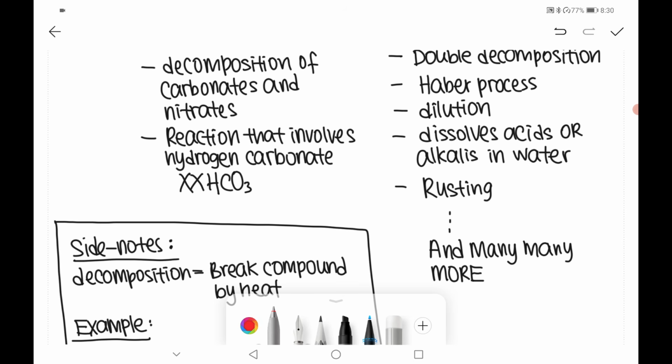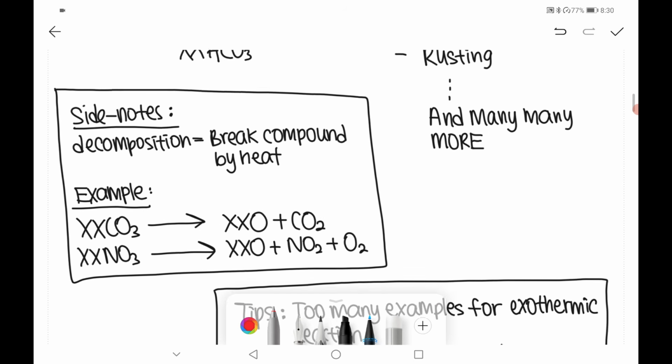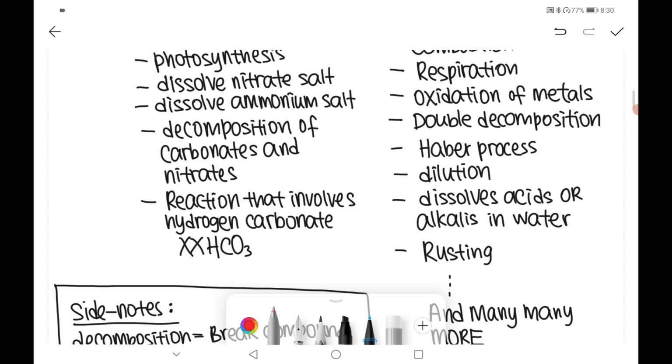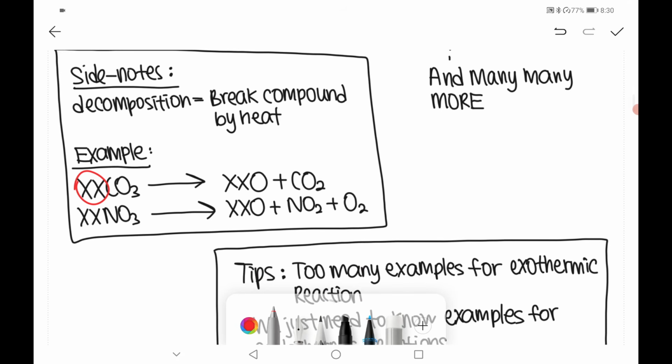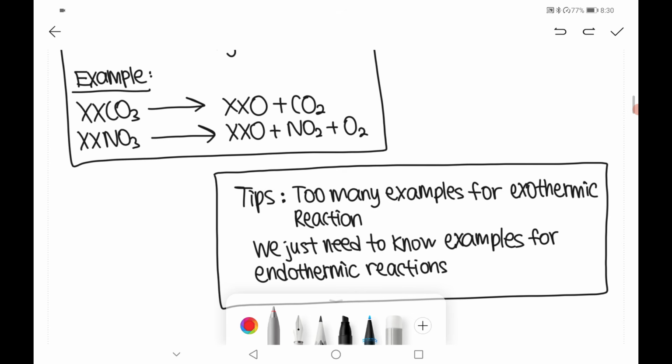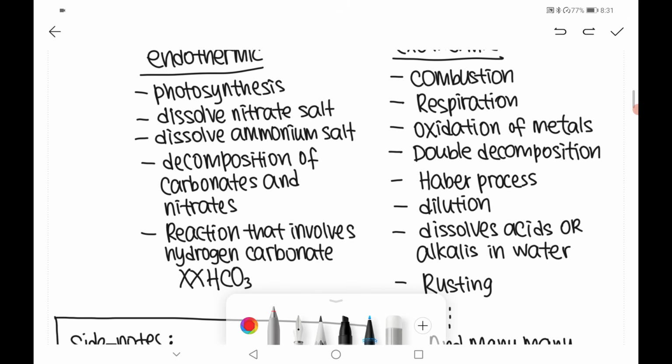For your level in SPM, you only need to know the decomposition of carbonate and nitrate. What is carbonate? Carbonate is anything ending with CO3. Example, CuCO3. This is a carbonate. Nitrate is anything ending with NO3.